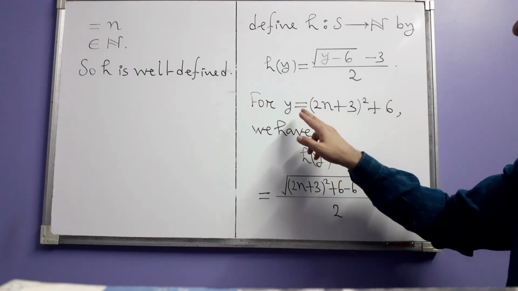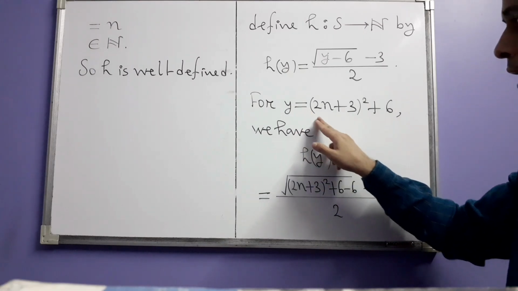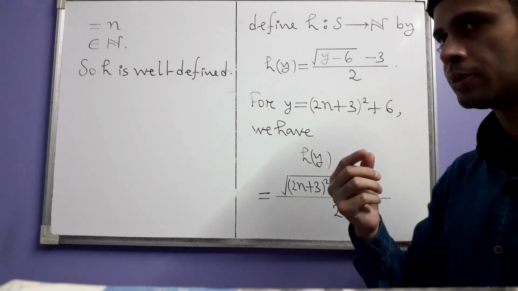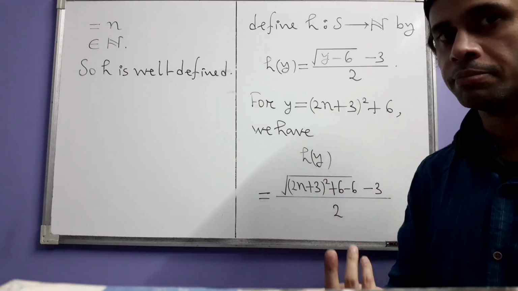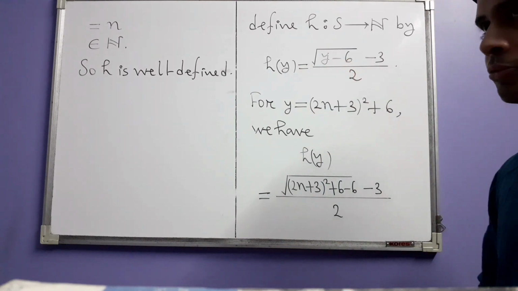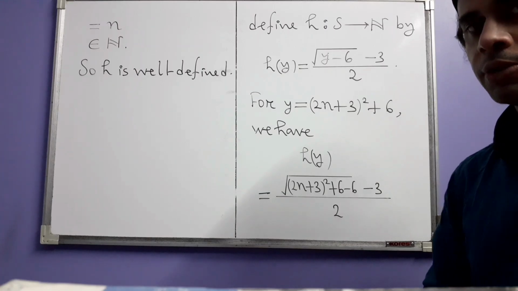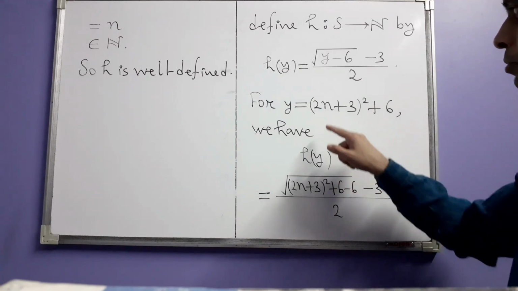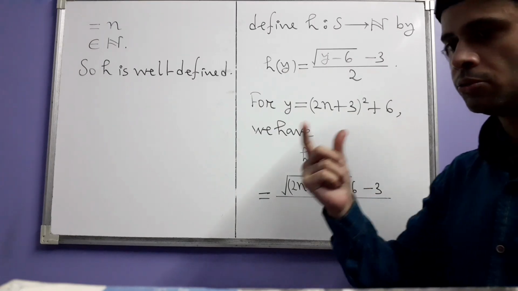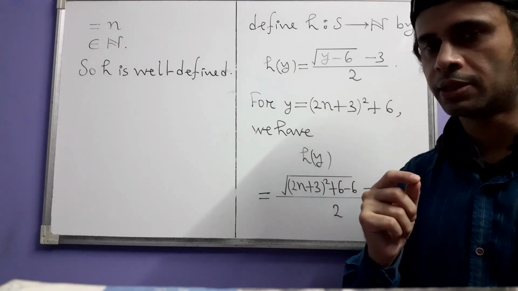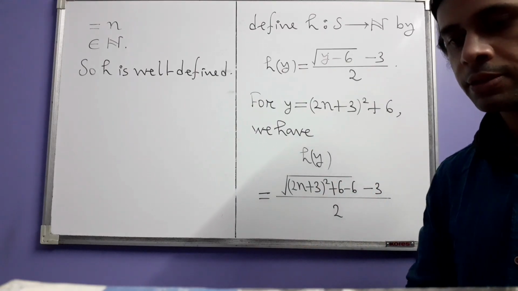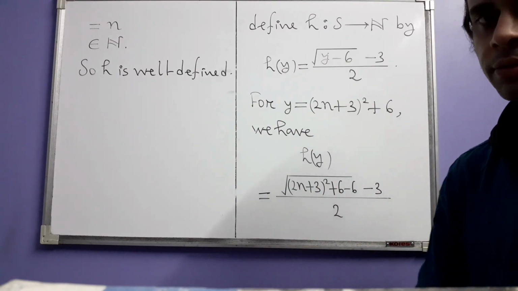That question can be answered by choosing another expression like this, where in place of n you have possibly some other m, like the previous example. But if that's the case, then n should be equal to m. Why? Because if (2n plus 3) whole square plus 6 is equal to (2m plus 3) whole square plus 6, then after again a sequence of cancellations, you will be able to say that n is equal to m.